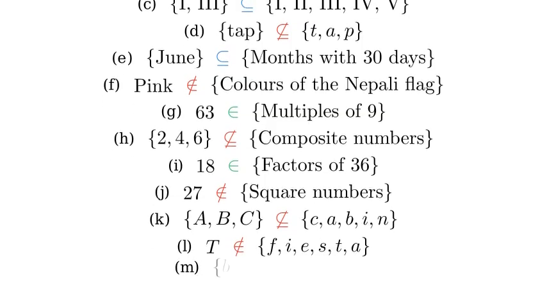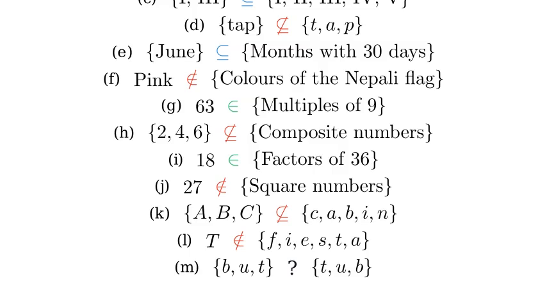Item M. The sets {B, U, T} and {T, U, B} contain exactly the same elements, and order does not matter for sets. So, it is a subset. In fact, they are equal.